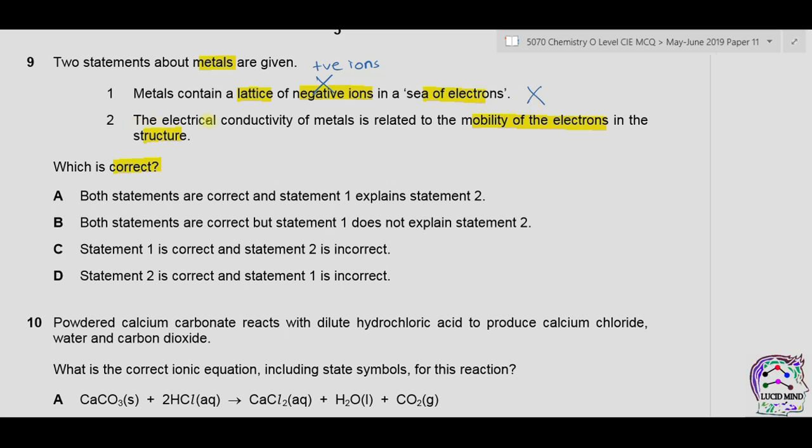In statement 2 they have given that electrical conductivity is related to the mobility of electrons in the structure. This is true because metals conduct electricity because of the presence of mobile electrons. So therefore statement 2 is correct and statement 1 is incorrect. The answer is therefore D.